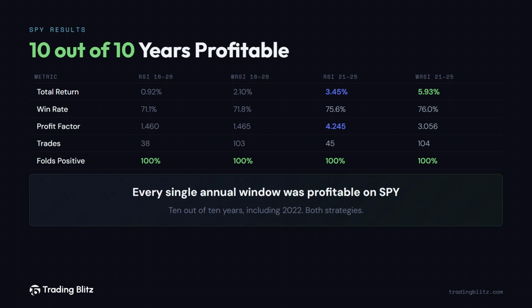That means that every single annual window was profitable. 10 out of 10 years, including 2022. So on SPY specifically, the strategy just works. And it works consistently regardless of which RSI calculation you use.